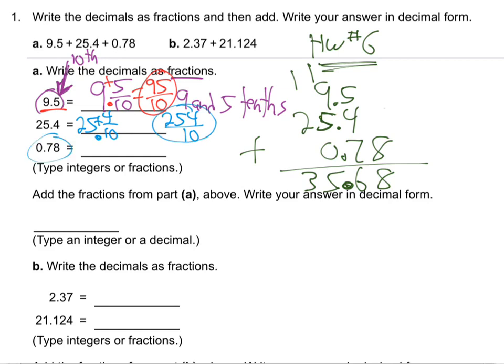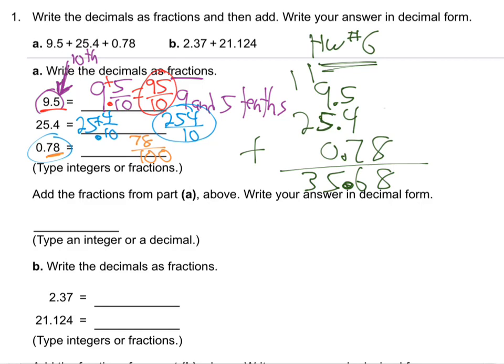So then, how about 0.78? Yeah, that one's easy. That's 78 over 100, just straight, huh? Because it ends in the hundredths place. We good? Right? It ends in the tenths, hundredths. So 78 hundredths. Now, we're not reducing any of those fractions.